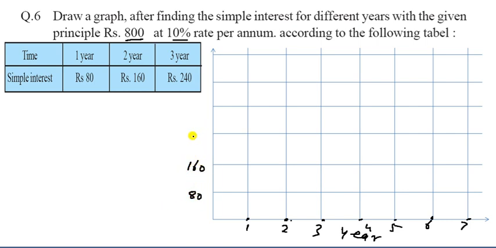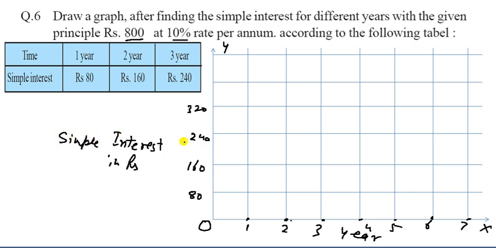So you have to write so many numbers. That one is your 6 years, and that one is 7 years. Let us see the simple interest, and that is 80 rupees. So this one is 80 rupees, 160 rupees, 240, 320 and so on. So this represents interest on the y-axis, and it is your x-axis, and this point is the origin, O.